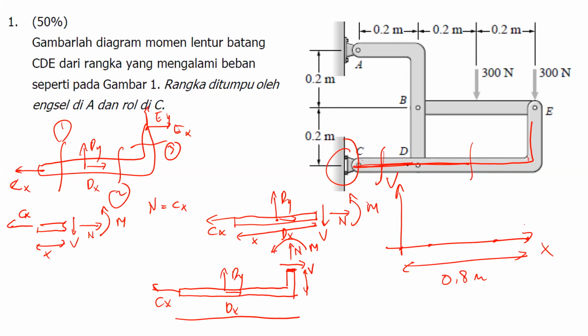This one is 0.0 to 0.2. So the first cut is for X from 0 to 0.2. The second cut is for X from 0.2 to X equal to 0.6. Then the third cut is for X from 0.6 until X equal to 0.8. I divide this as my X as well. That's the way to draw it. That's the easier way to draw it.